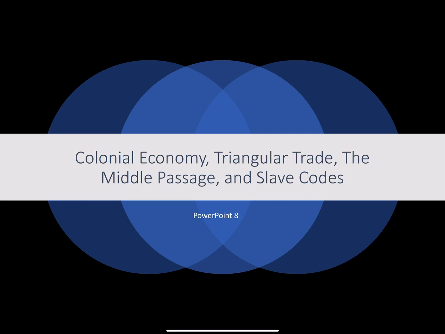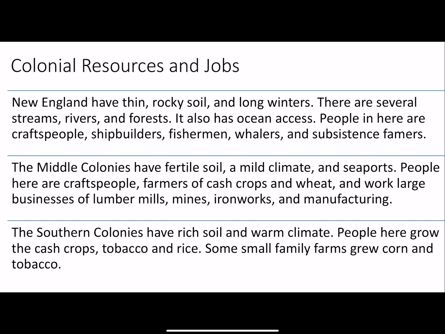So we're kind of picking up where we left off. You've been introduced to all the colonies so far, pretty much the 13 original colonies, and now we're going to start talking a little bit more in depth about each one of those colonies. Remember, we have the New England colonies, the Middle colonies, and the Southern colonies, pretty much all along the East Coast, divided into 3 different sections. So this is talking about the resources they have and the jobs that were created based off those resources.